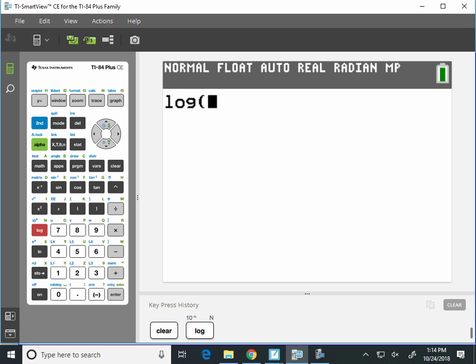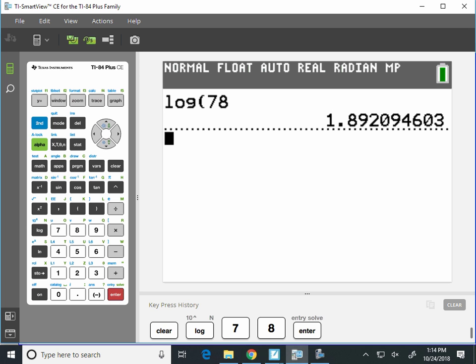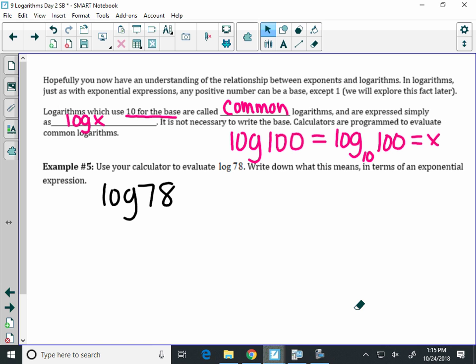All right, so we have a log of 78. What decimal does it give you? 1.892. So let's go back to our notes. Log of 78 is 1.892. Now let's talk about what that means.